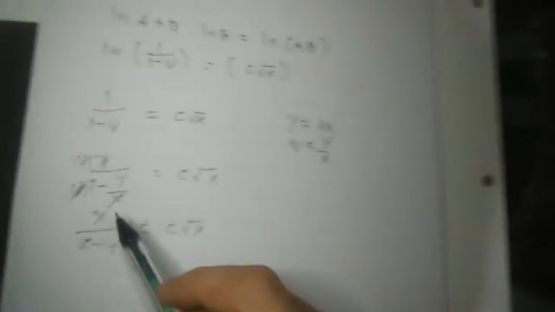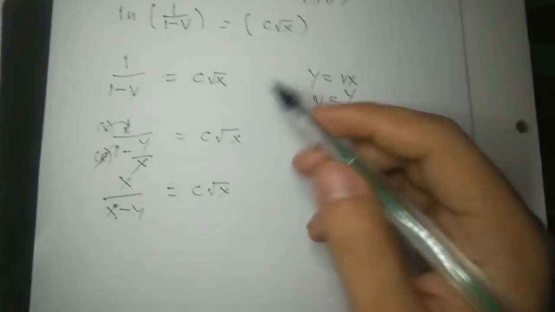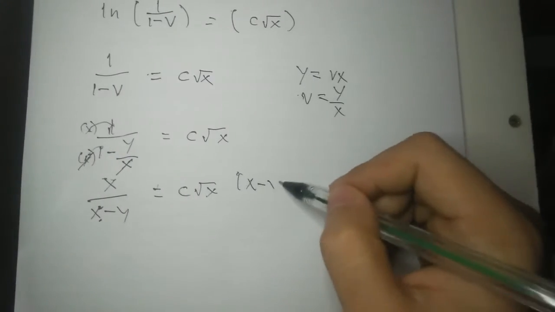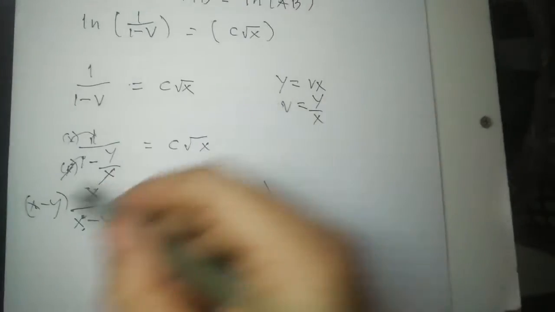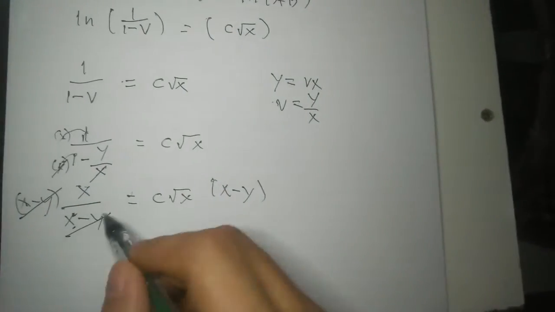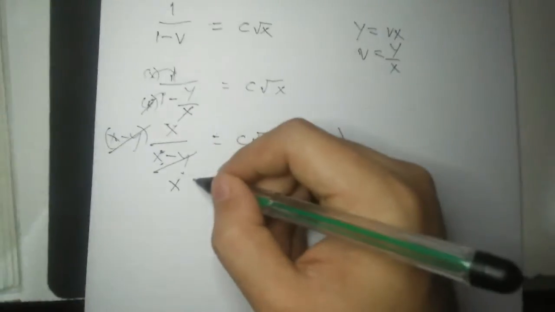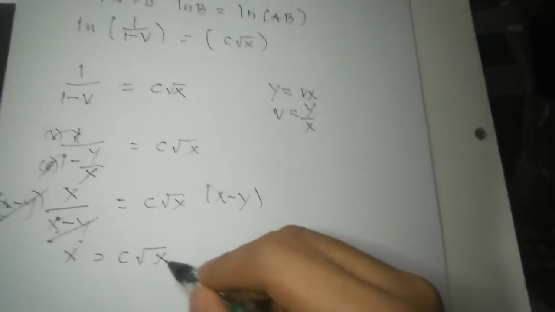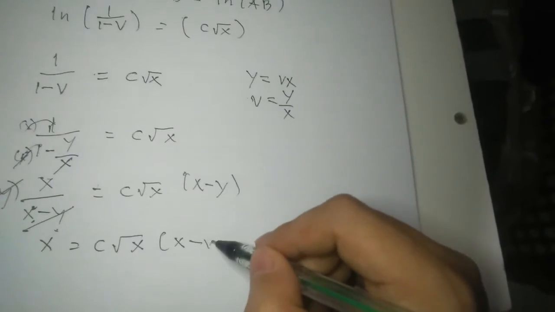As you can see now, we will eliminate the denominator x minus y. To do that, we multiply both sides by it, so this will cancel. So we have x equals c times the square root of x, times (x minus y).